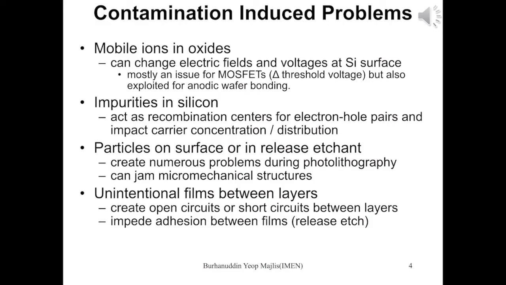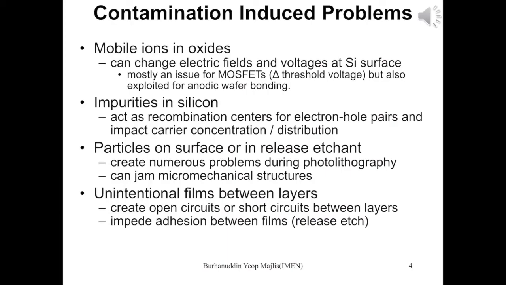Another one is impurity in silicon. Impurity acts as a recombination center for electron hole pair and impacts carrier concentration and also distribution. If contamination happens during the process, it will create the electron hole pair center. Another one is a particle on surface or in the release etch.